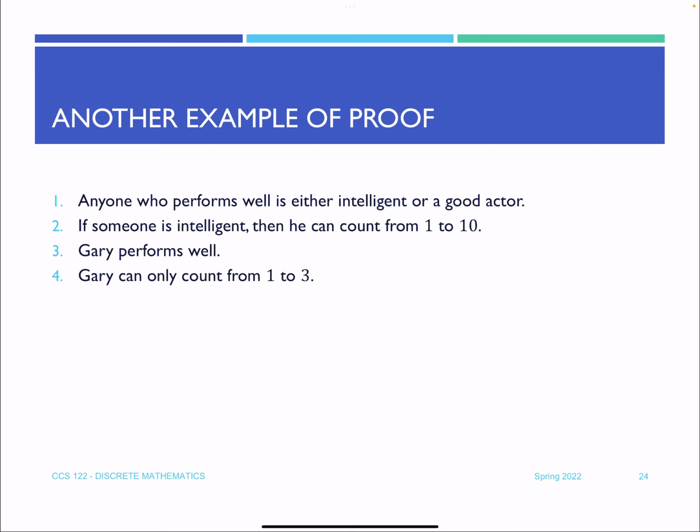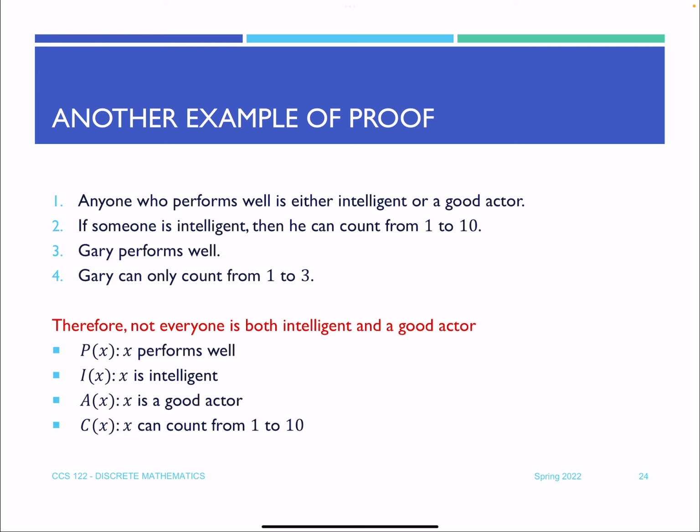Another example. There's a lot of them in this chapter. Anyone who performs well is either intelligent or a good actor. Someone is intelligent, and he can count from 1 to 10. Gary performs well, and Gary can only count from 1 to 3. So therefore, not everyone is both intelligent and a good actor.